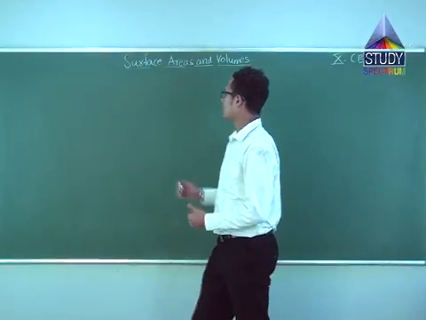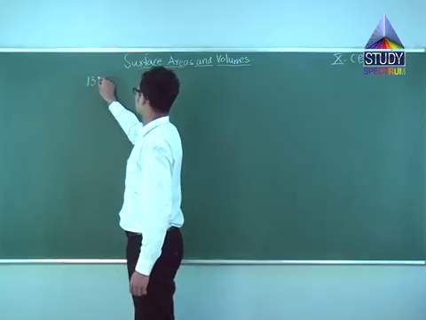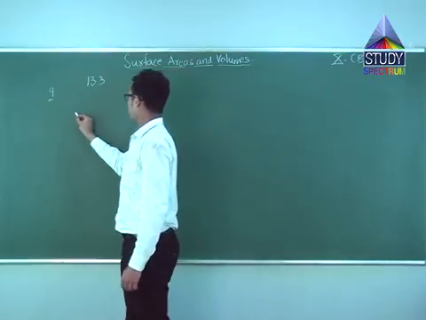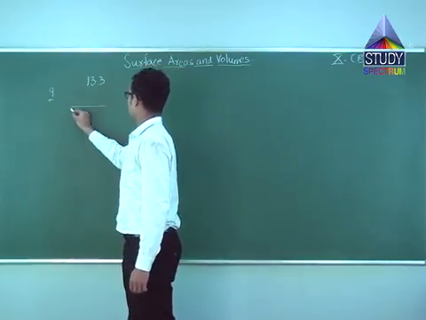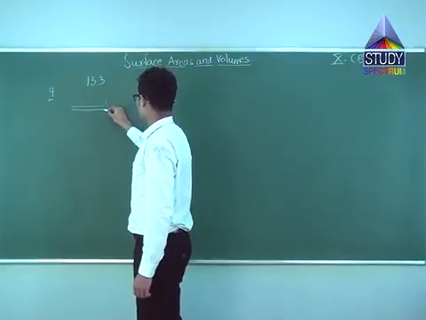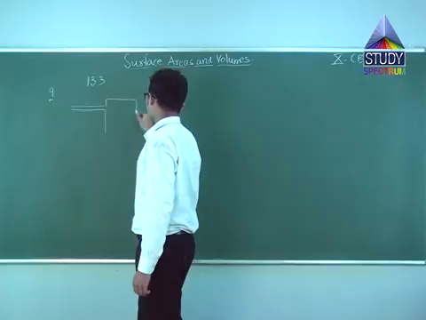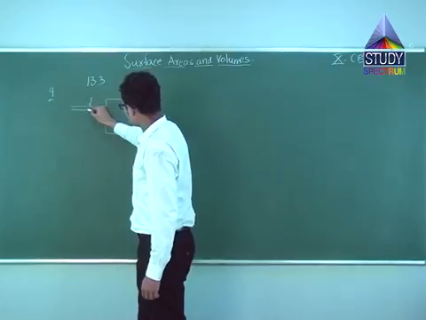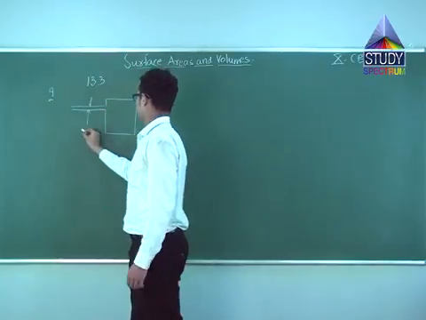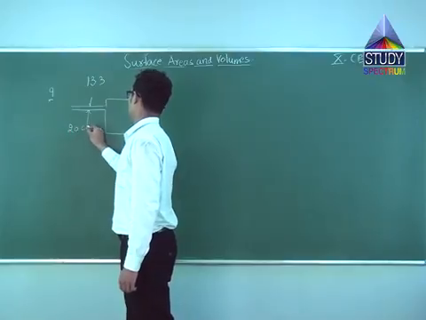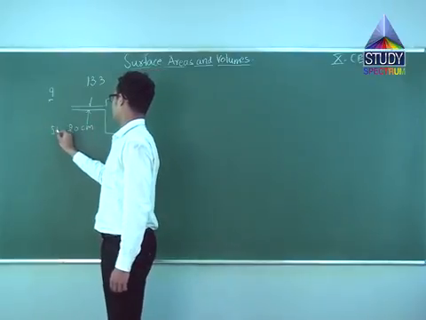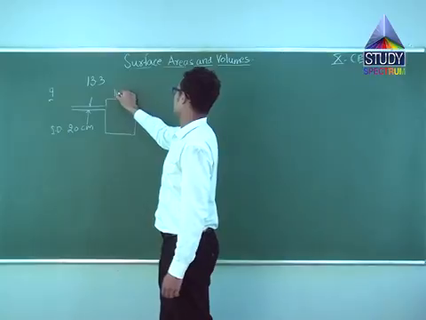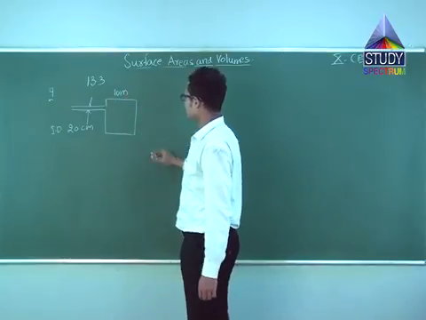Next question, number 9 from exercise 13.3. In this question, a farmer connects a canal to a tank. The diameter of the canal is given as 20 centimeters. Now this diameter is inner diameter. And the diameter of the tank is given as 10 meters, and the depth is 2 meters.